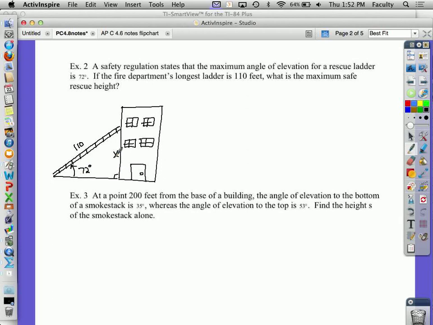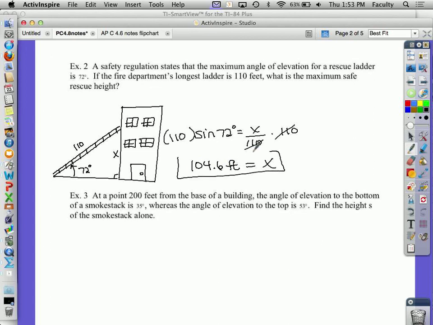So from 72, I have the opposite and the hypotenuse. What trig function is that? Sine. So this is the sine of 72 degrees equals x over 110. We should still be in degree mode. So you're just going to multiply by 110. And I got 104.6. Do not forget your units if it's a word problem that has units. Okay?